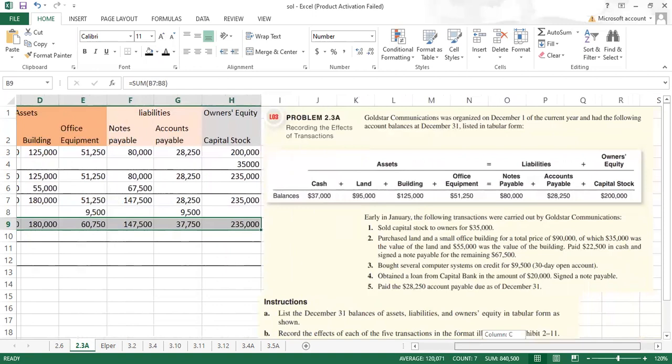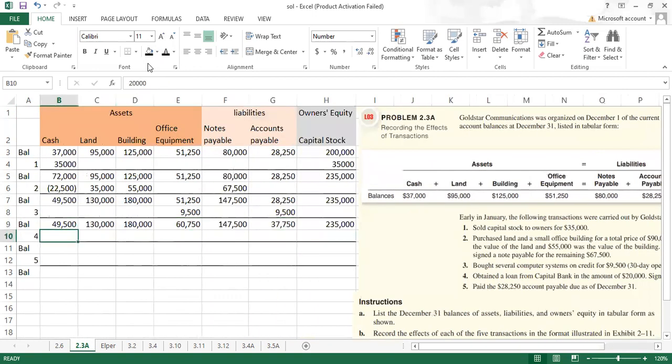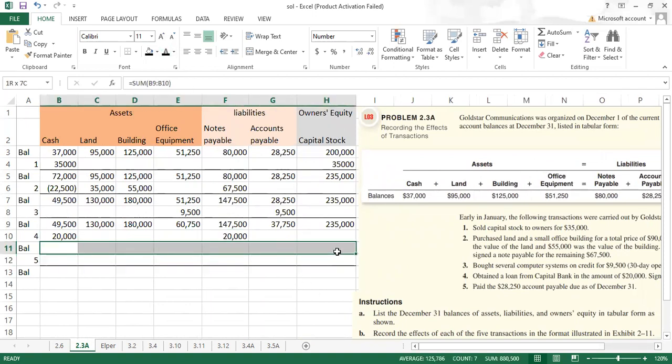Fourth is obtained a loan from Capital Bank in the amount of 20,000 and signed a note payable. So now it says note payable, so we'll use notes payable. You have obtained a loan, which means that the business has received cash. So your cash has increased and your notes payable has increased. And these will be your new balances.